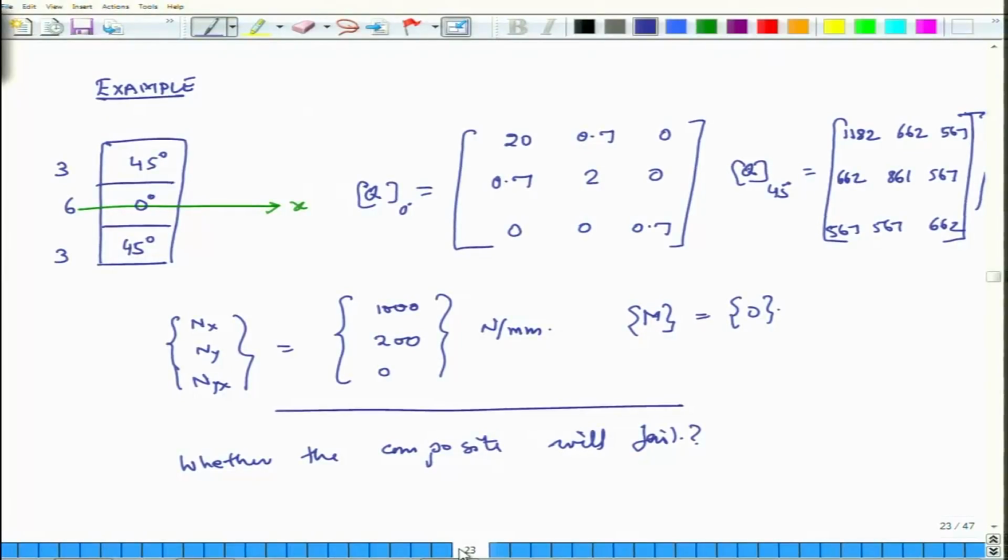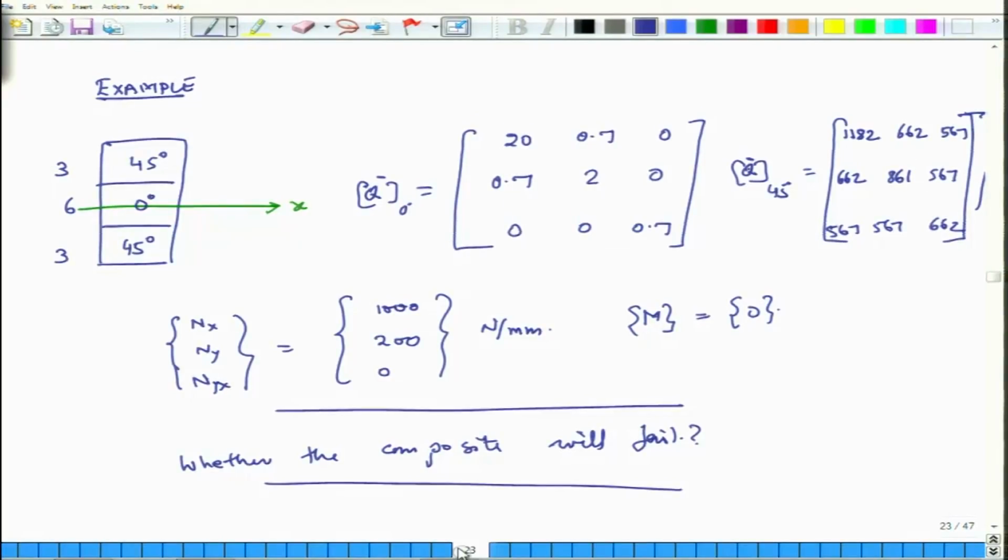We had started discussing this particular example, and the example is of a 3-ply laminate. The top ply and the bottom ply are 3 millimeters thick, the middle ply is 6 millimeters thick. The laminate is 45, 0, minus 45, 0 and 45. So, it is a symmetric laminate. We know the value of Q bar matrices for both these layers, and we also know the external force resultants and moment resultants. Then we have to figure out whether this composite will fail or not, and if it fails, which layer is going to fail first.